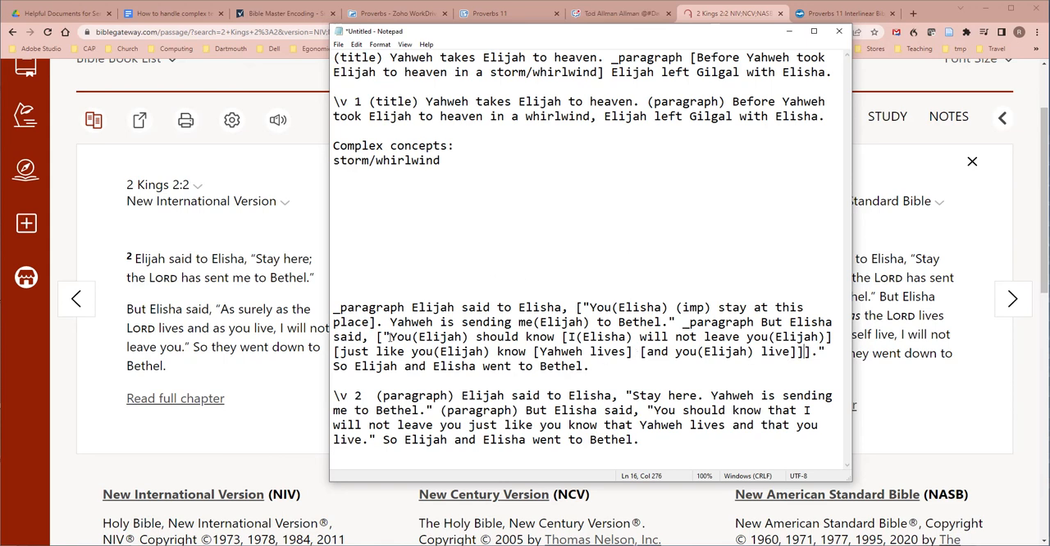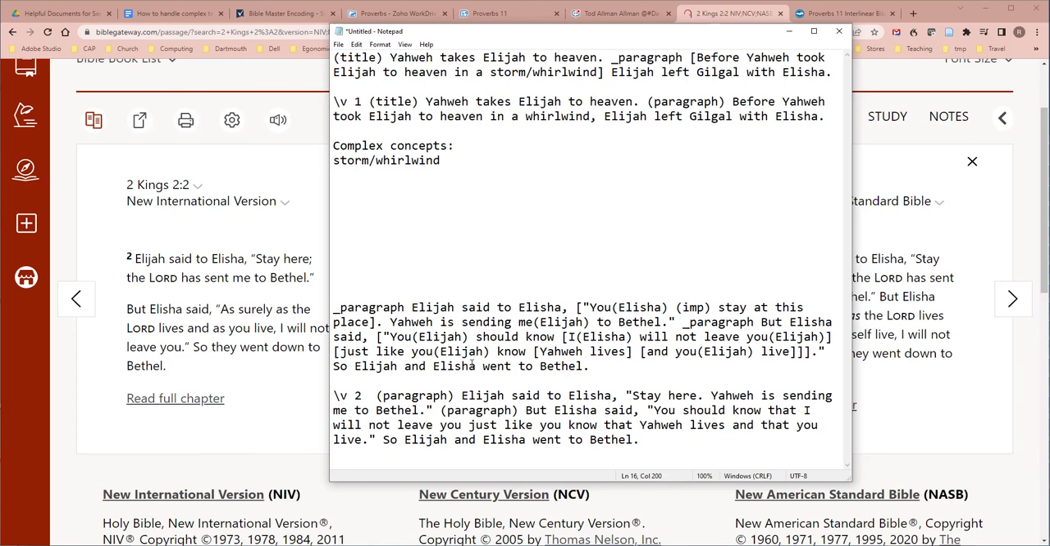So you see you have a left bracket here at the beginning of the quote, a left bracket at what is known, which should be known. But that's closed. Then a left bracket at just like. So now we've got two left brackets, you should know, and just like you know. So this is enclosed, Yahweh lives and that you live. So we have to close off the just like clause, just like you know, and then we have to close off the left bracket that was at the beginning of the quote.